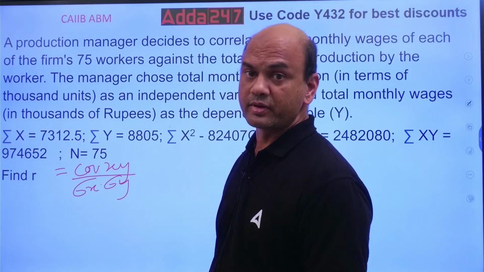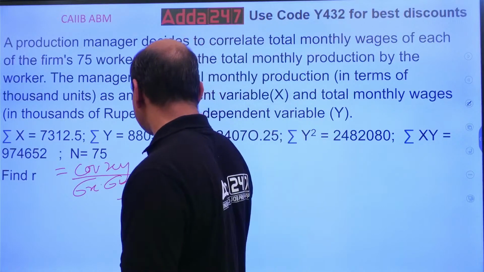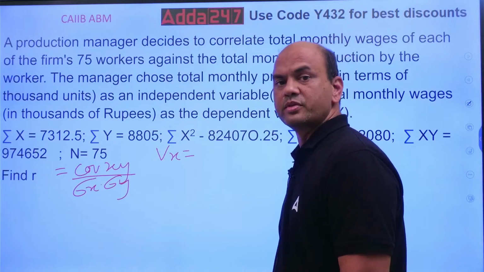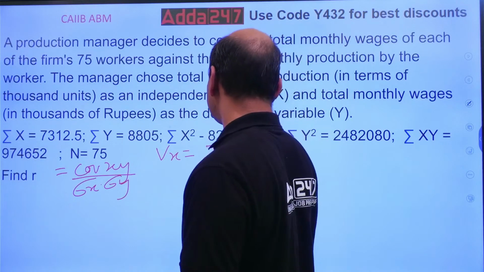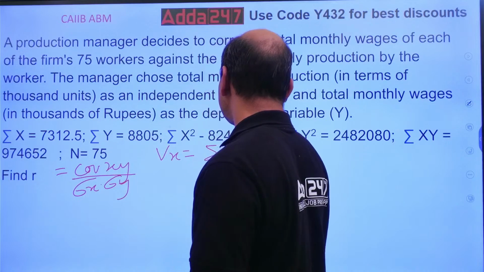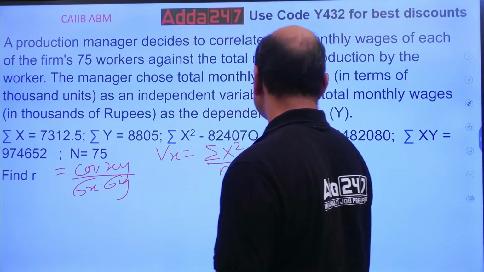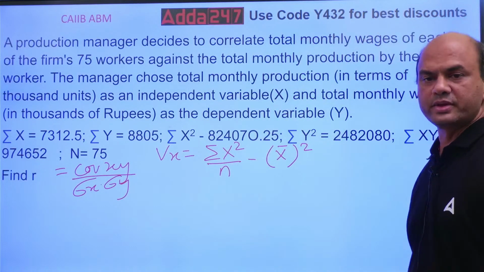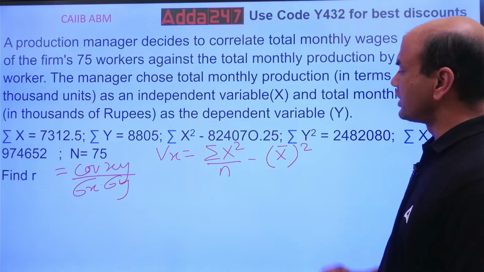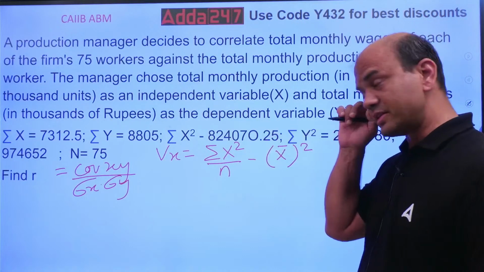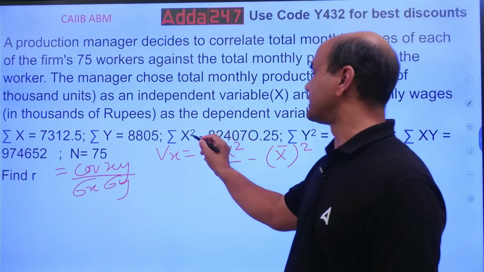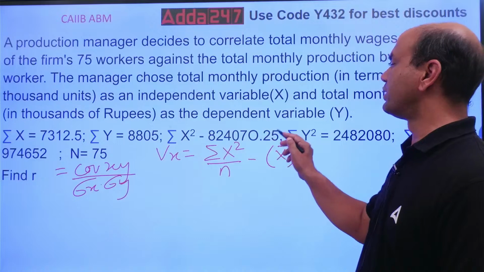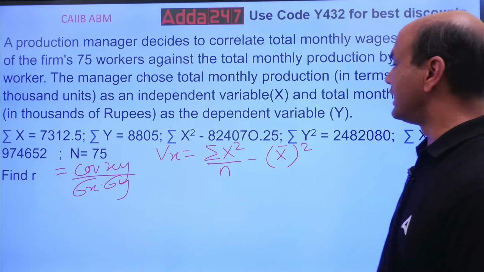Let's find out variance of x. Variance of x is equal to summation x square upon n minus x bar square. This is variance of x. Now what is given? Summation x square is 824070.25 upon n. N is 75.